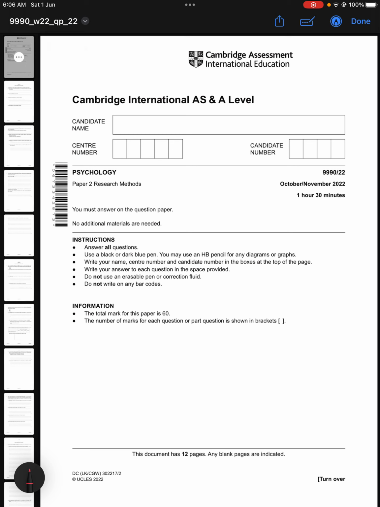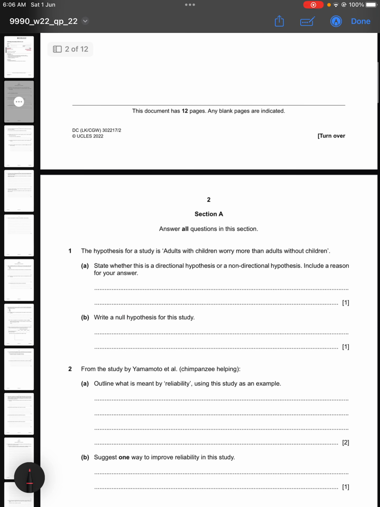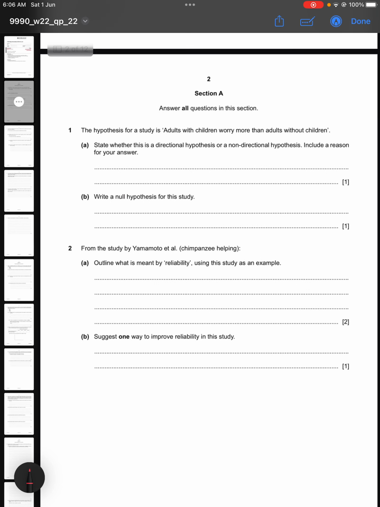Bismillahirrahmanirrahim. In this video, we are going to solve another psychology past paper. This is paper 2 from October-November 2022, and the paper's component is 2-2, and the paper is for 1 hour 30 minutes. The first question of the paper says the hypothesis for a study is adults with children vary more than adults without children. State whether this is a directional hypothesis or a non-directional hypothesis, and also include a reason for your answer.